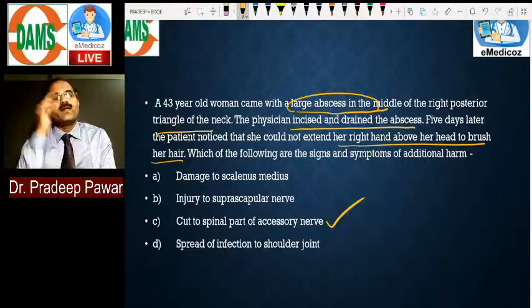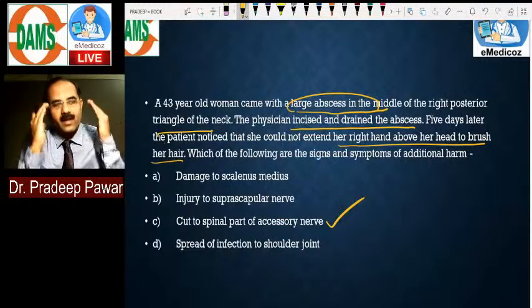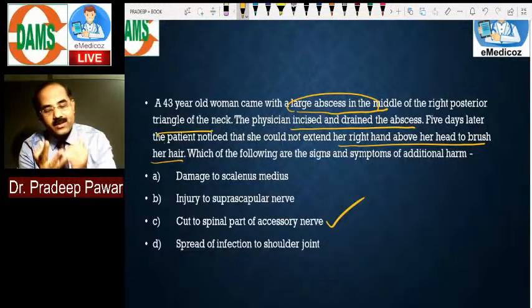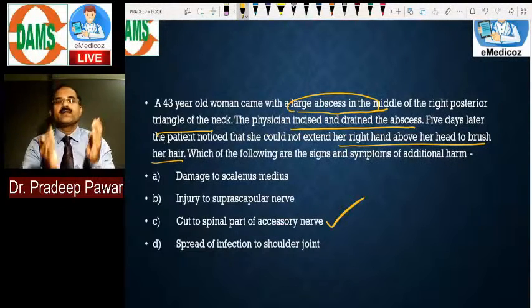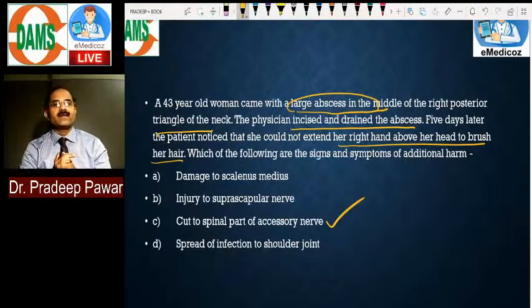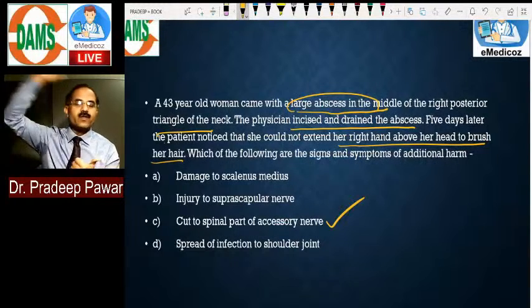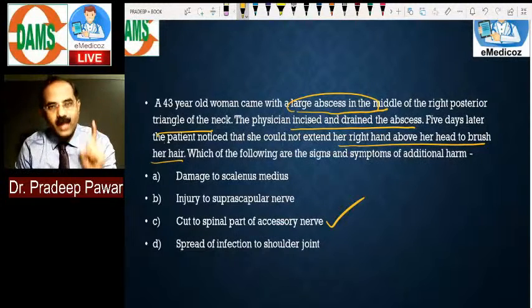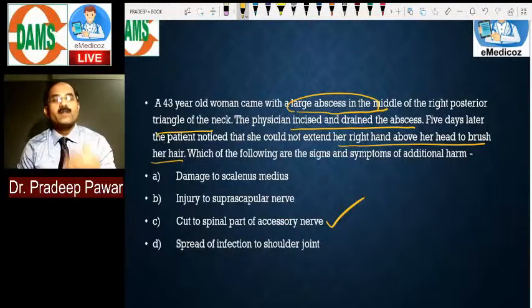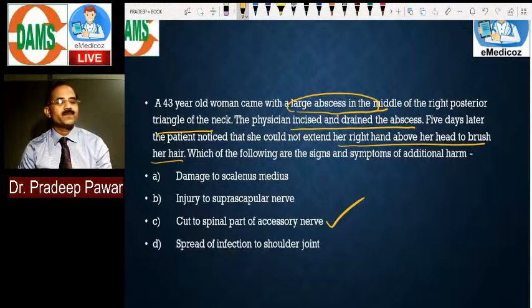Again, I'm telling you, for any MCQ on the posterior triangle of the neck, your first focus should be the spinal accessory nerve. Whether it's an incision and drainage or a lymph node biopsy, the nerve damaged would be the spinal accessory nerve. The immediate complaint is difficulty in shrugging. Second, difficulty in overhead abduction. And third, winging of the scapula at rest. Winging on attempting movement is serratus anterior.